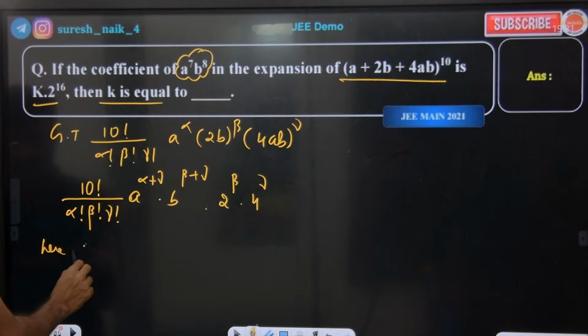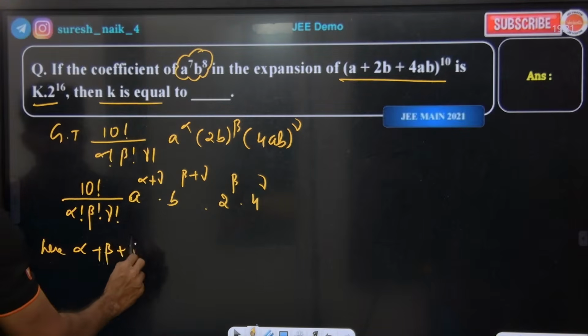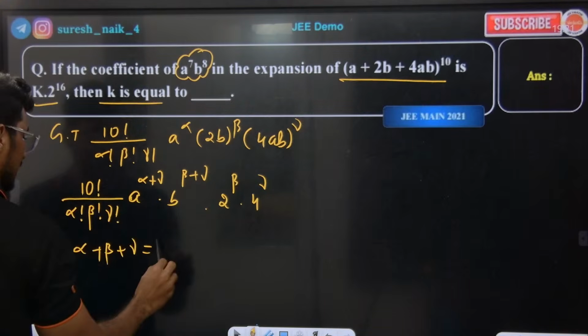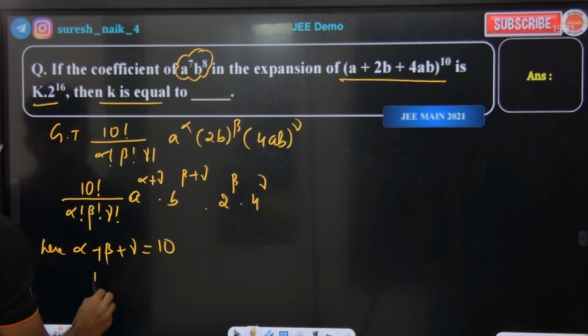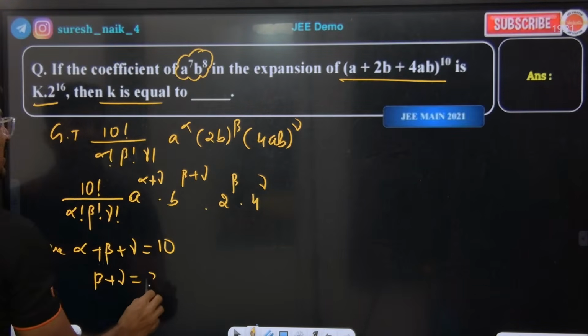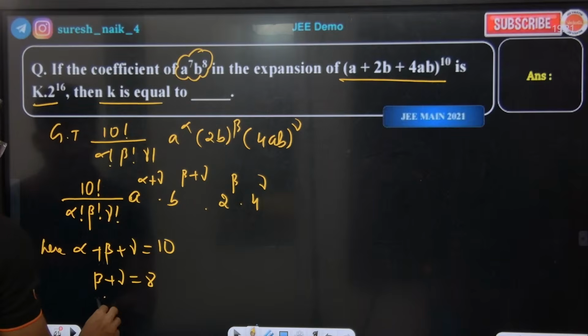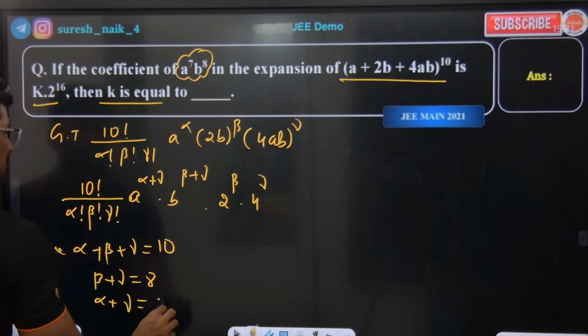Here basically alpha plus beta plus gamma, the power is 10. The power of b is 8, that is beta plus gamma is 8. The power of a is alpha plus gamma, which is 7.